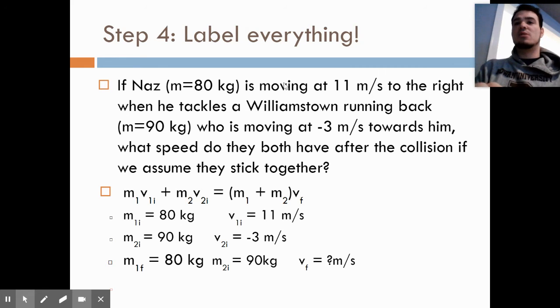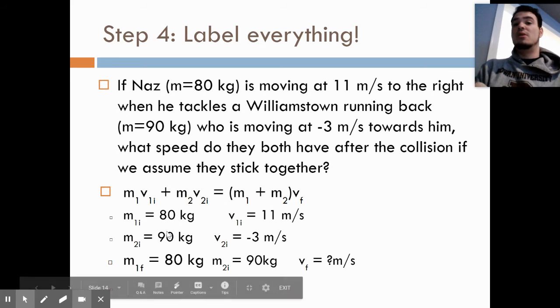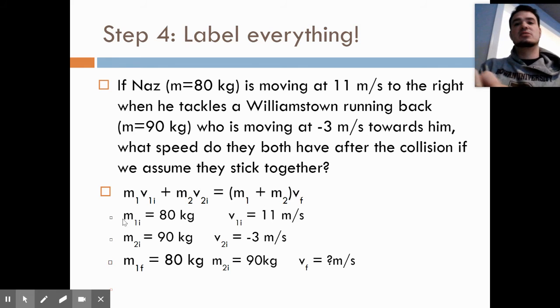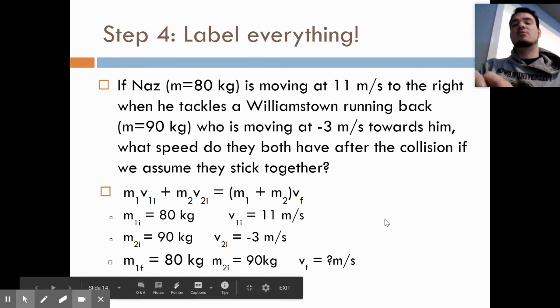So we need to make sure we do that same thing. We need M1, which does not change, M2, which does not change. The final velocity, we don't know. We know that will probably change because it has to. So therefore, that's the one we are going to write down that we do not know.